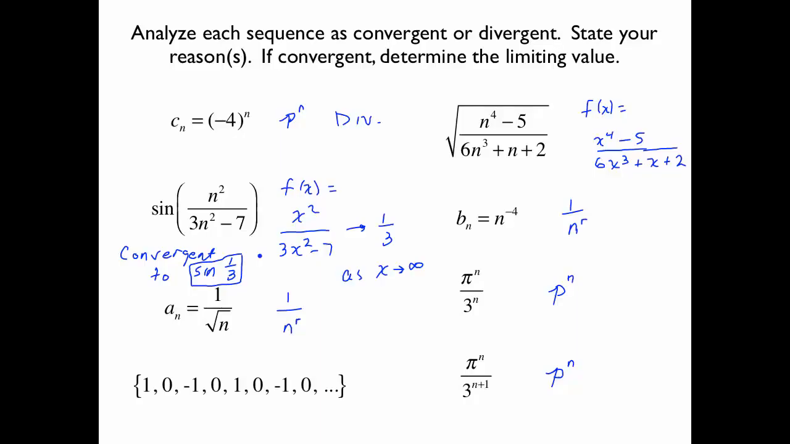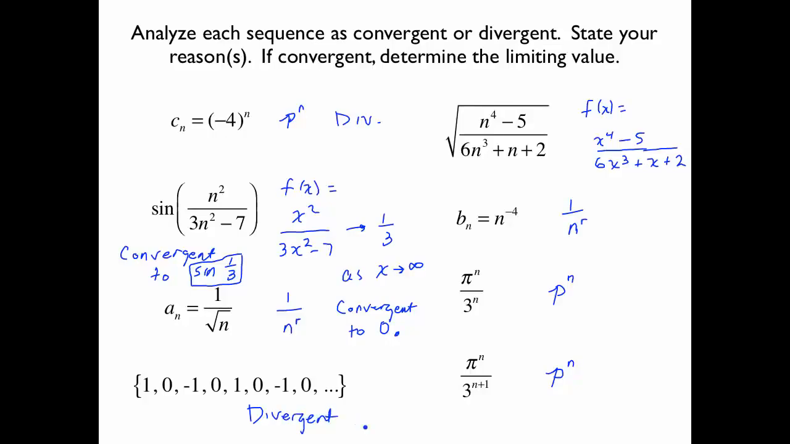So square root is a power 1/2, and therefore, is this convergent or divergent? We said that as long as r is greater than 0, this is convergent to 0. Because r is greater than 0, 1 over n to the r is convergent to 0. Next one. Does not approach any particular value. Divergent.